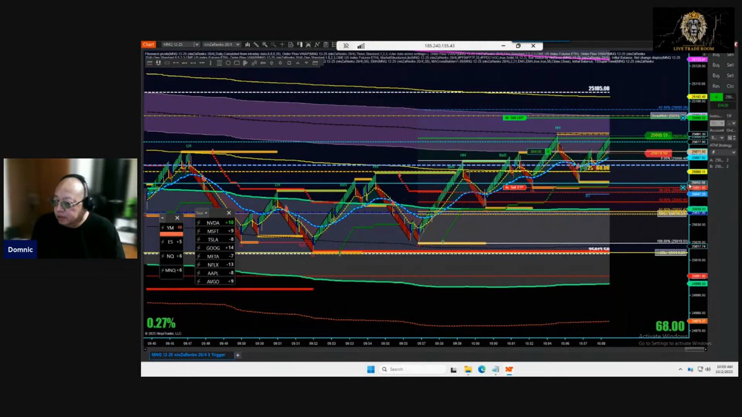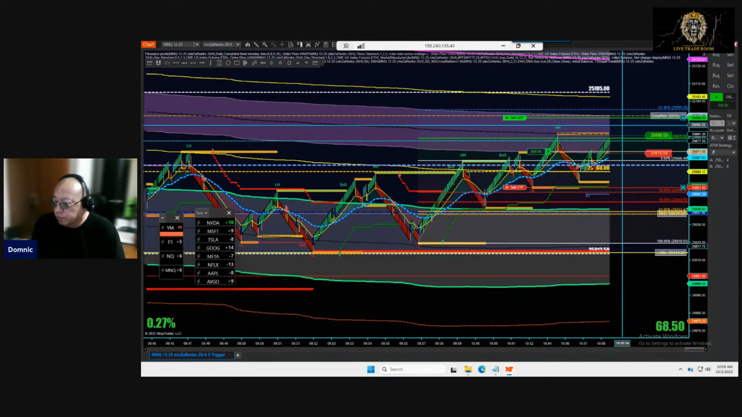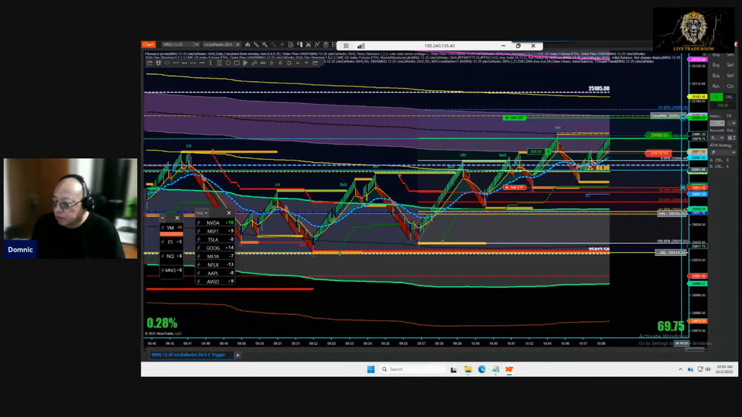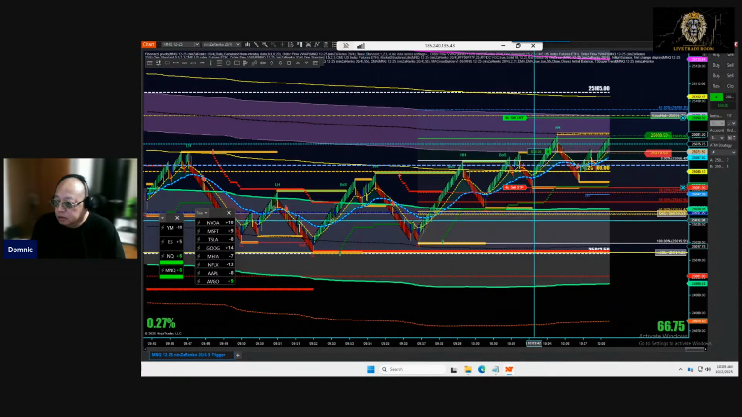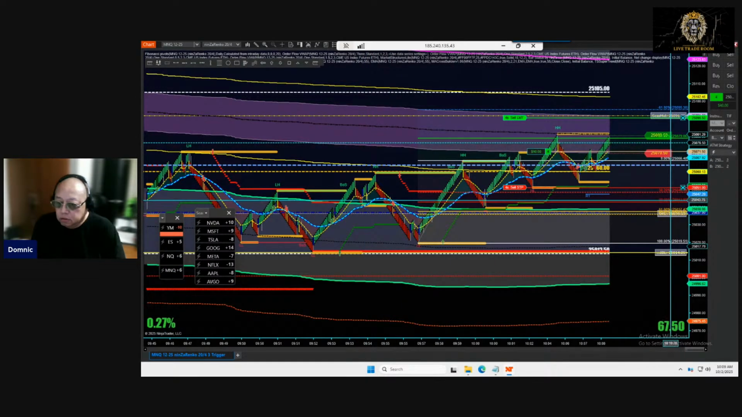And test the VWAP again. Do we have strong enough momentum to break through the VWAP? Or it may bounce off and pull back and continue going up. But let's see. Here comes the buyers. You see that green? Let's see what happens here. Okay, died.